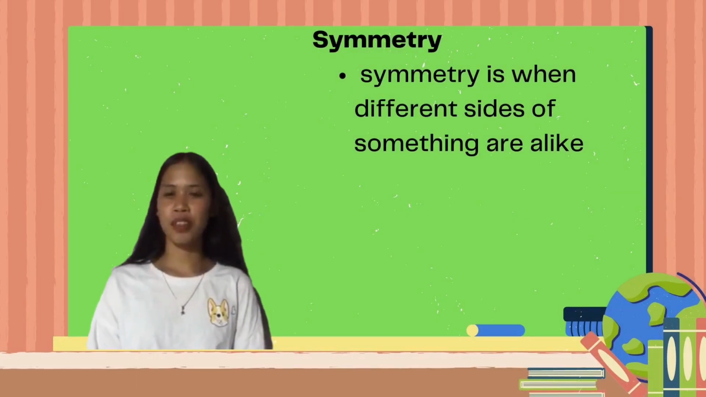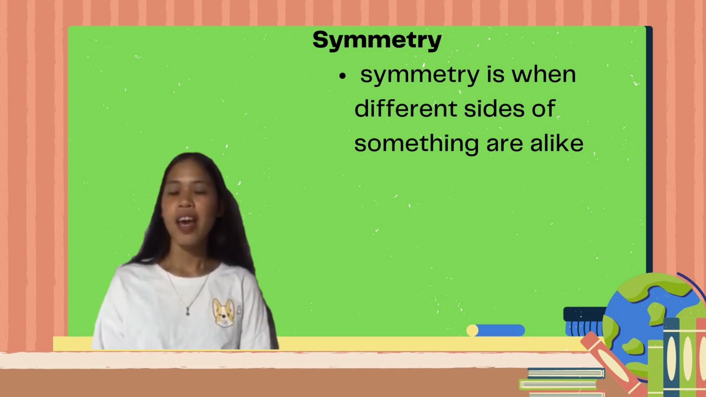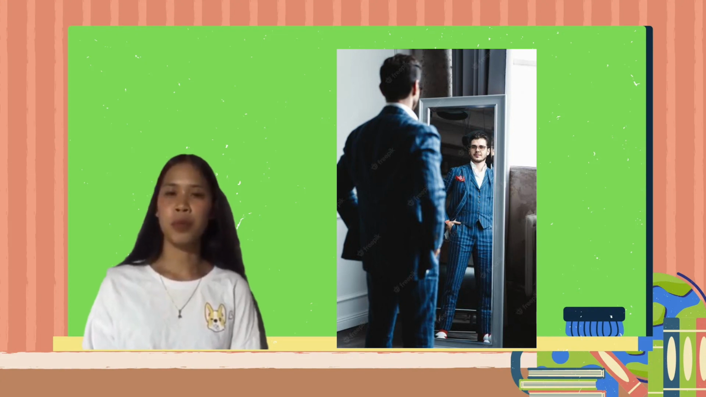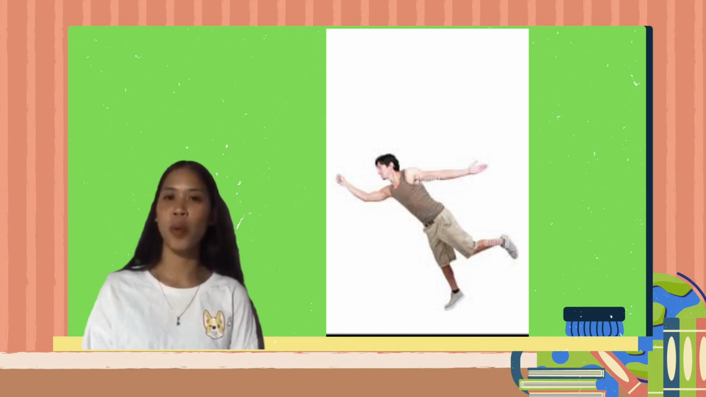First is symmetry. Symmetry is when different sides of something are alike. An example of which is an apple cut in halves. We can see that there is a possibility that the sliced apples are symmetrical to each other. Another example is a body facing a mirror, or the faces of a Rubik's Cube. In order to live in this world, it is a must to have a symmetrical body so that you won't just fall over because of an imbalanced weight.